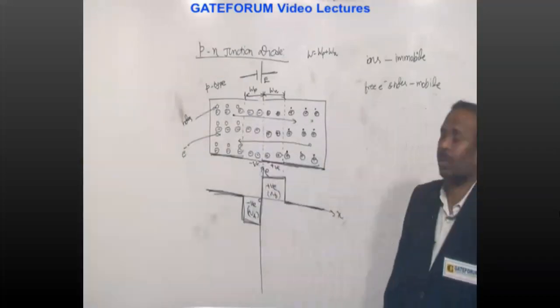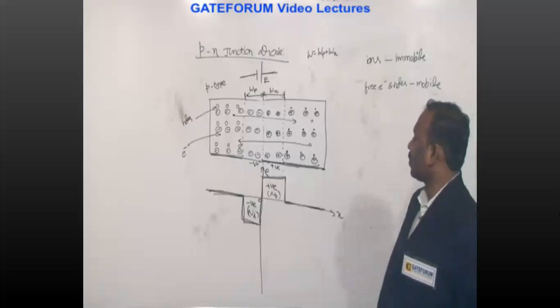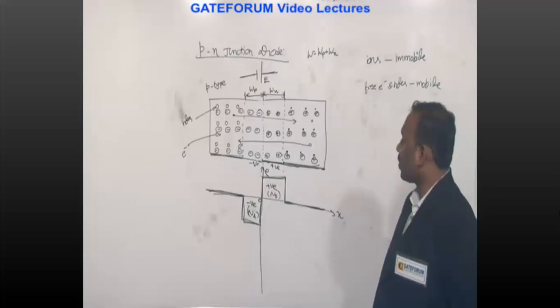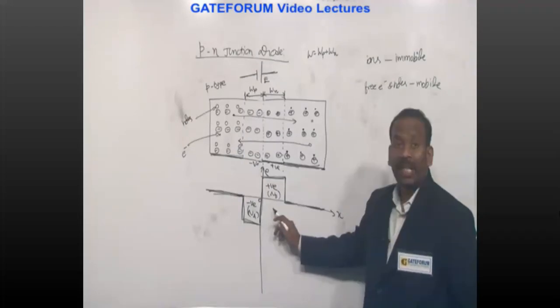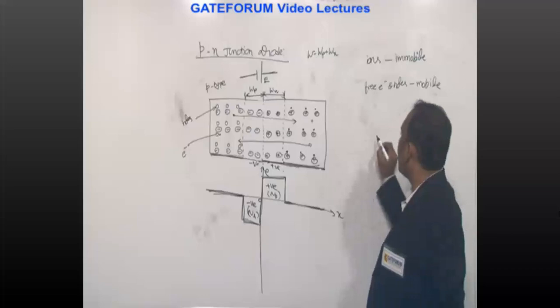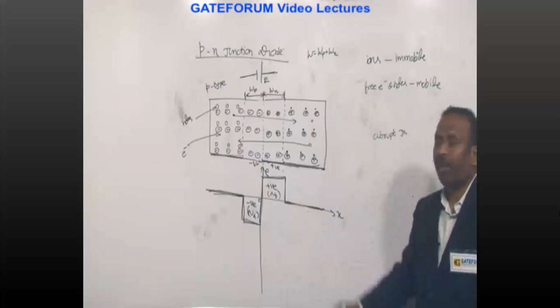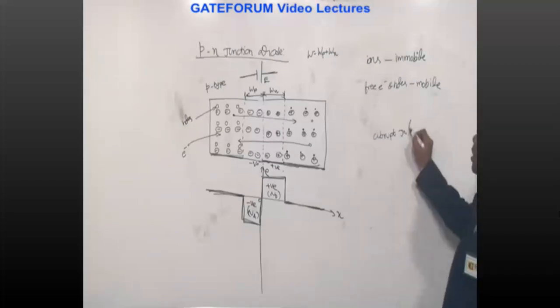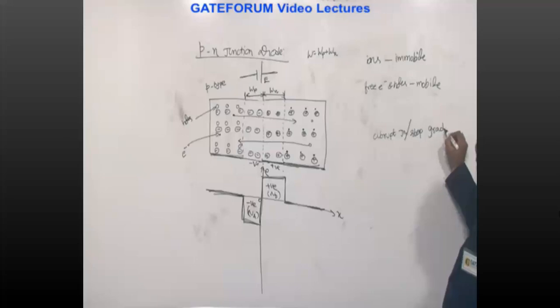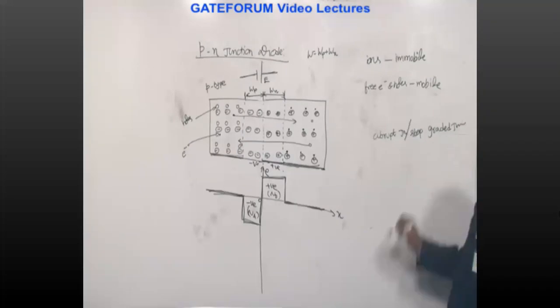Now, this type of PN junction is called an abrupt junction. This type of PN junction is called abrupt junction or step graded junction.